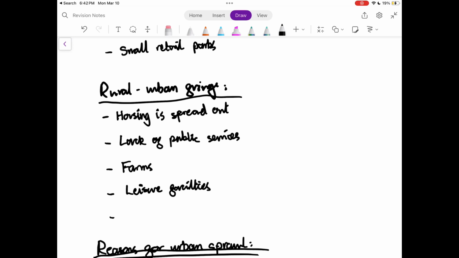And it also has large houses here with gardens, because there's a lot of space to build these houses, and therefore the quality of these houses can be improved.